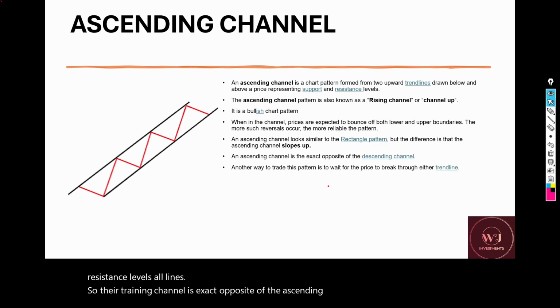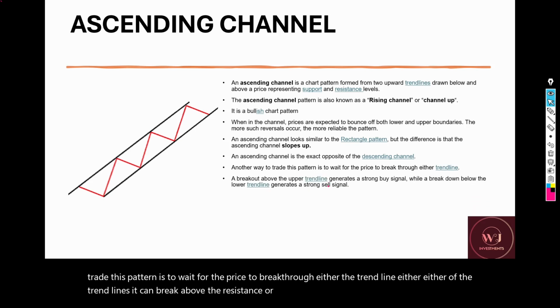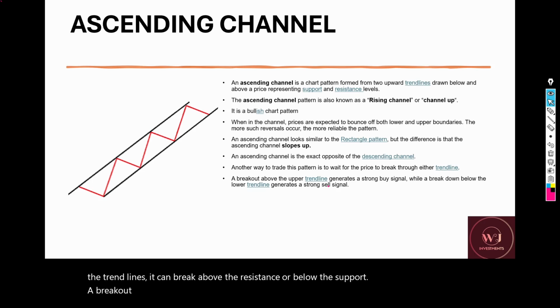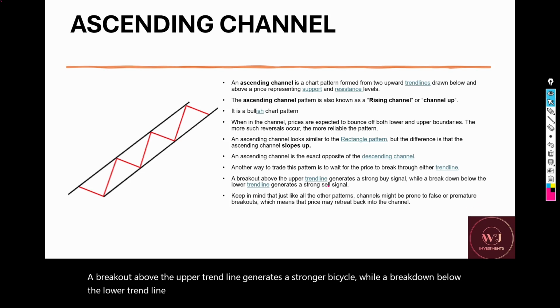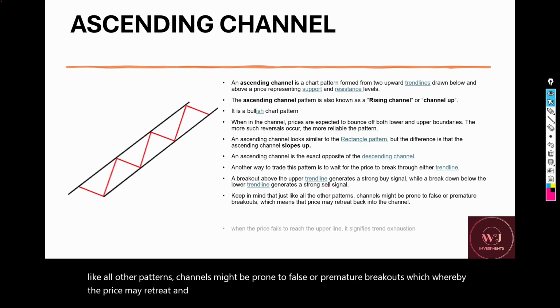Another way to trade this pattern is to wait for the price to break through either of the trend lines. It can break above the resistance or below the support. A breakout above the upper trend line generates a stronger buy signal, while a break down below the lower trend line generates a stronger sell signal. You also have to keep in mind that just like all other patterns, channels might be prone to false or premature breakouts, whereby the price may retreat and then go back into the channel.